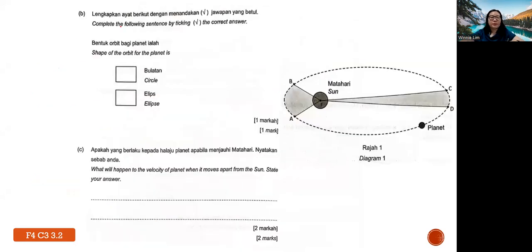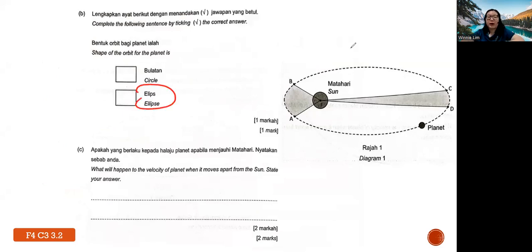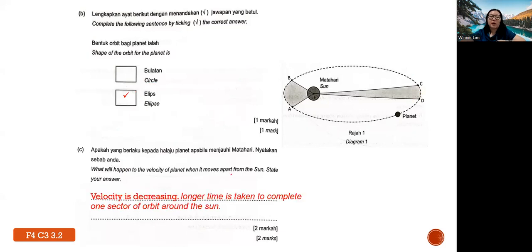Complete the following sentences by ticking the correct answer. Shape of the orbits for the planets: they are not in a circular form, but in an oval shape like that. It's called an ellipse, so you tick this. Next, what will happen to the velocity of the planet when it moves apart, meaning far from the sun instead of near to the sun? Teacher mentioned already they are slower, so you can say decreases. Why is a longer time taken to complete one sector of orbit around the sun? One sector means a part.